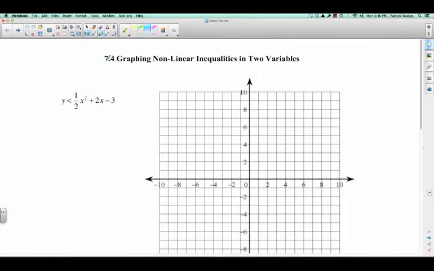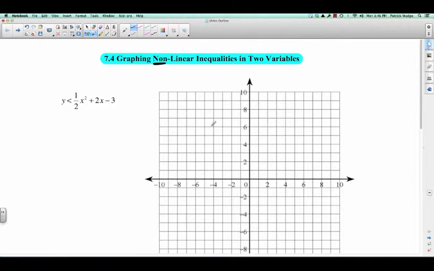Section 7.4 is on graphing nonlinear inequalities in two variables. Wow, what a title. And just to remind you, we did exactly this last time, except we graphed linear inequalities in two variables. The only thing different is now we're doing nonlinear inequalities.